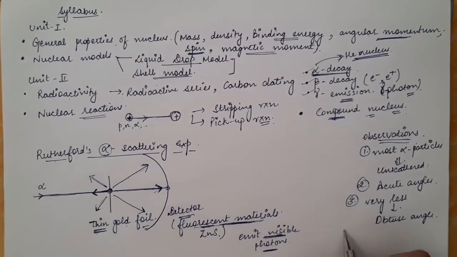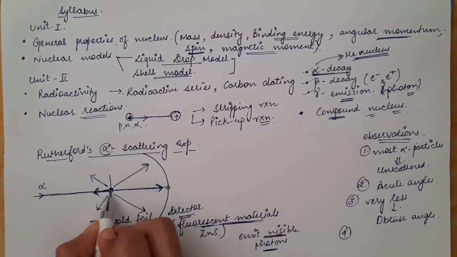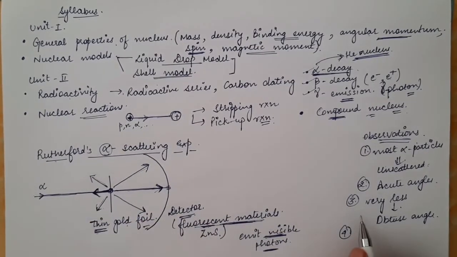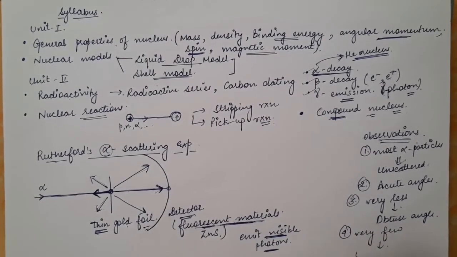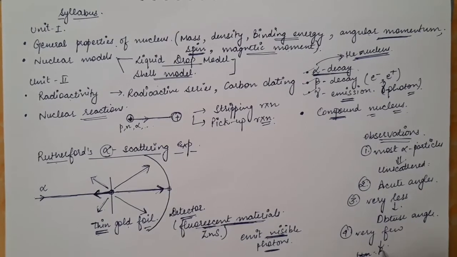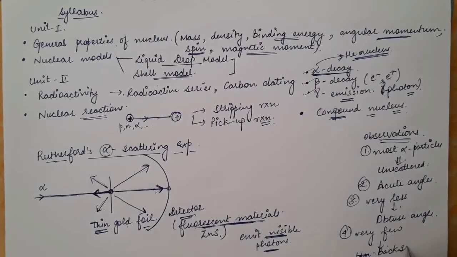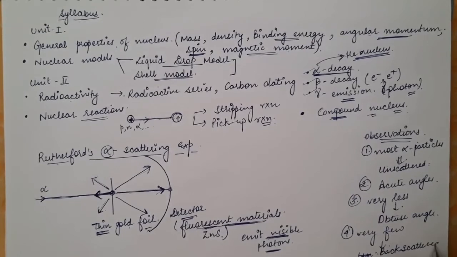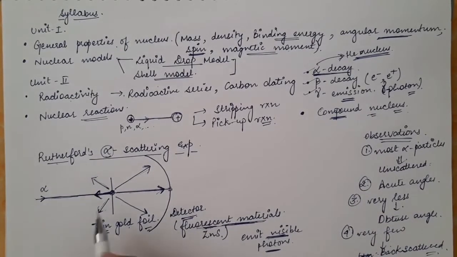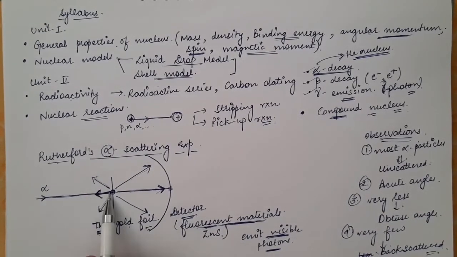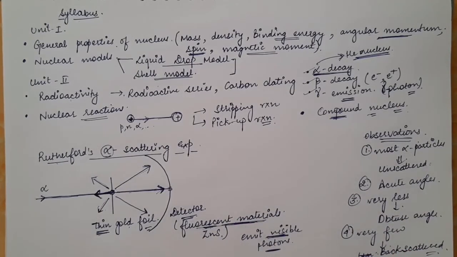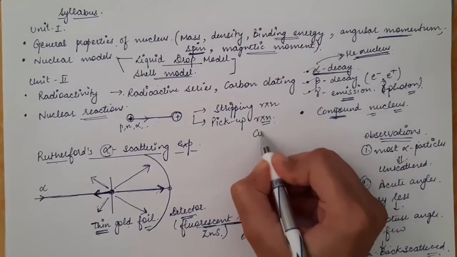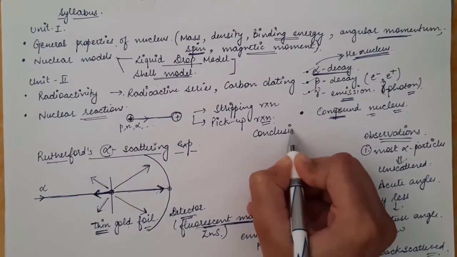And the last observation was that very few alpha particles were backscattered, that is, they were scattered at 180 degrees. That is, it was a head-on collision. So these were the observations of Rutherford's alpha scattering experiment, and from these observations some conclusions were made.